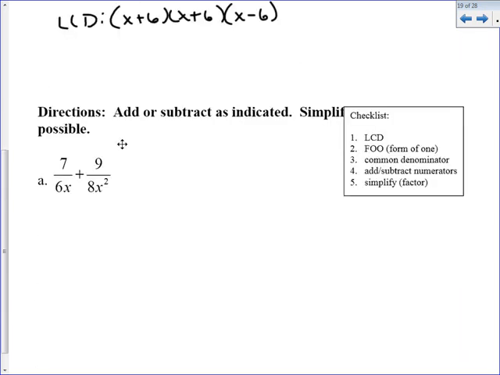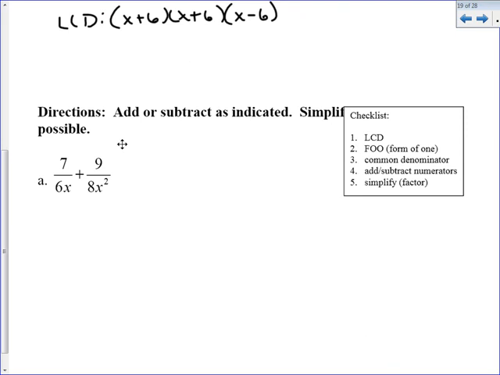So we're going to add or subtract as indicated, simplify if possible. I made this little checklist here because next time when we solve rational equations, they look very similar, but they have a little bit different process. So the first thing we need to do is find our LCD. It's just like with numbers. Find your LCD, multiply by a form of 1. Last time you told me all to multiply by 2, and I disagreed. I said you had to do 2 over 2. You need a form of 1. Then it's going to look like the problems that we've been working with, where we can just work through simplifying the numerators to get our answer.